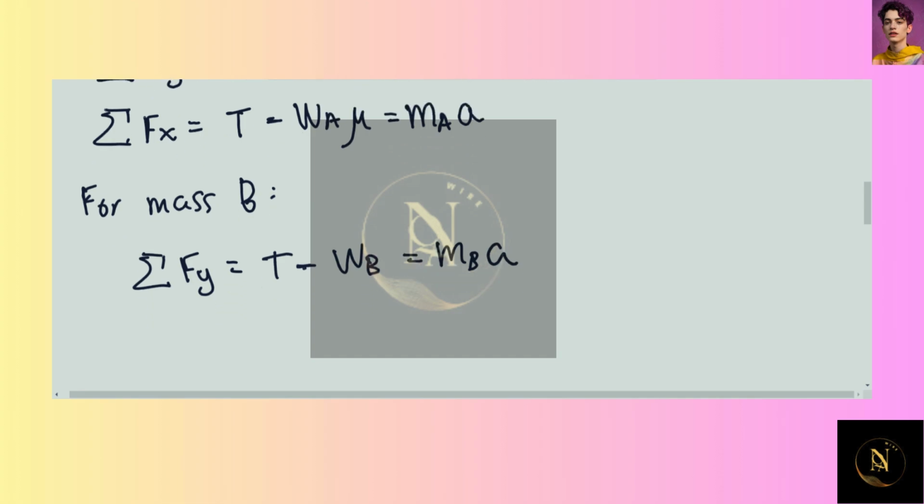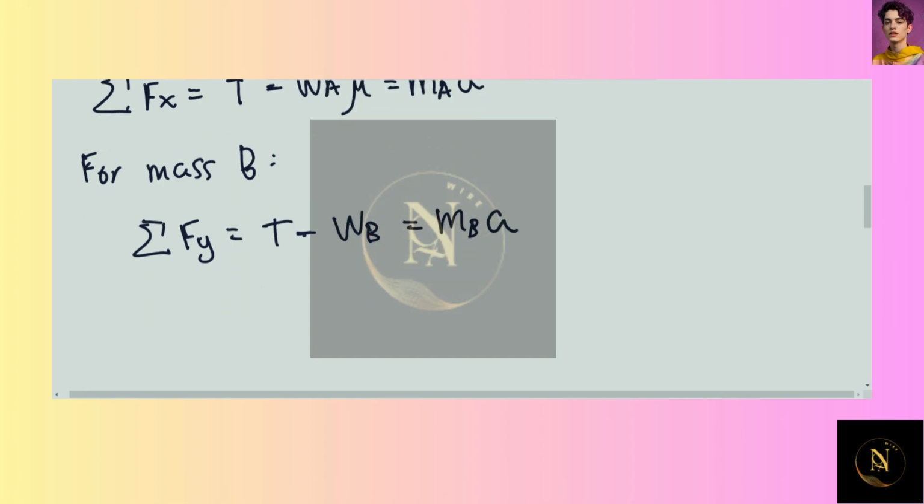Now for mass B, we find that it is only moving in the y component, and so we have the tension minus the weight of B, and this is equal to the mass of B times the acceleration. It is the same acceleration because they are attached with the same rope.